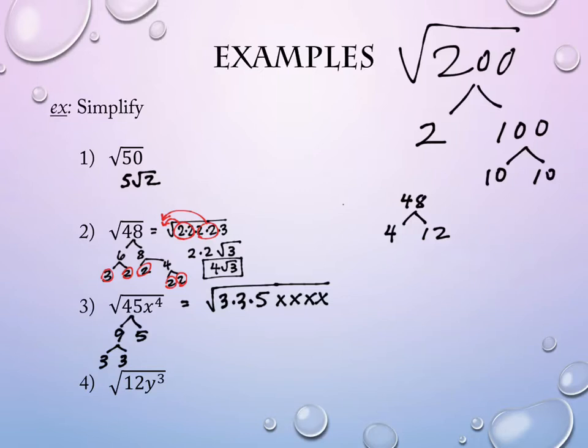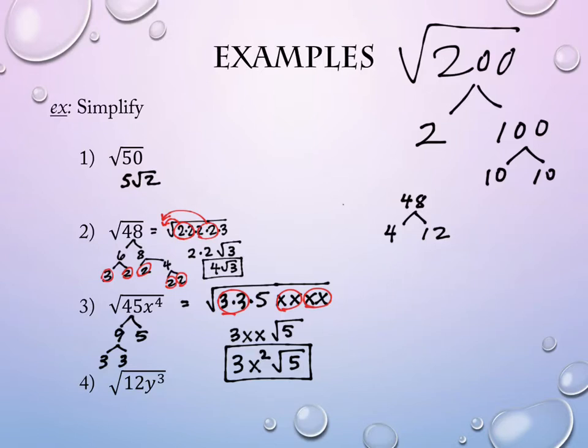So I'm looking for pairs. Well, there's a pair of 3's. What else are there pairs of? Yeah, there's 2 pairs of x's. So I'm going to bring out a 3 and the first x and the second x. But there's still a 5 underneath the radical that doesn't get to come out because it doesn't have a matching pair. X times x is actually x squared, and then my square root 5. Okay, how are we doing so far? All right.